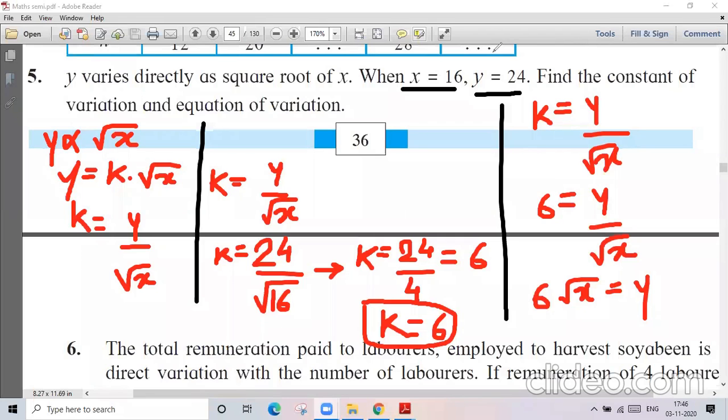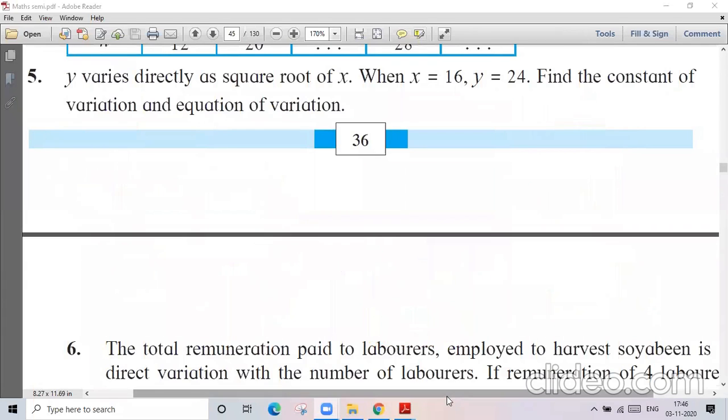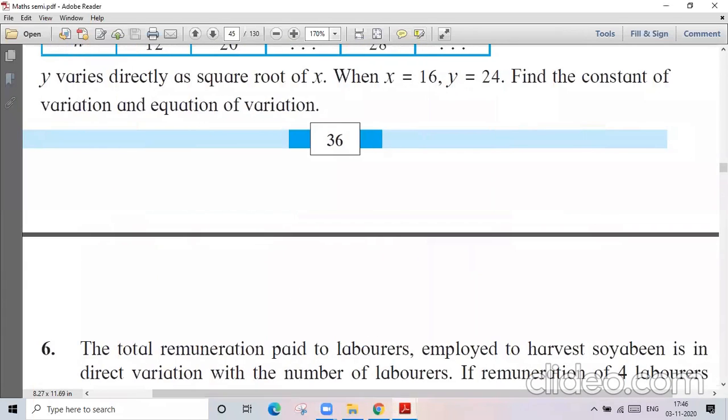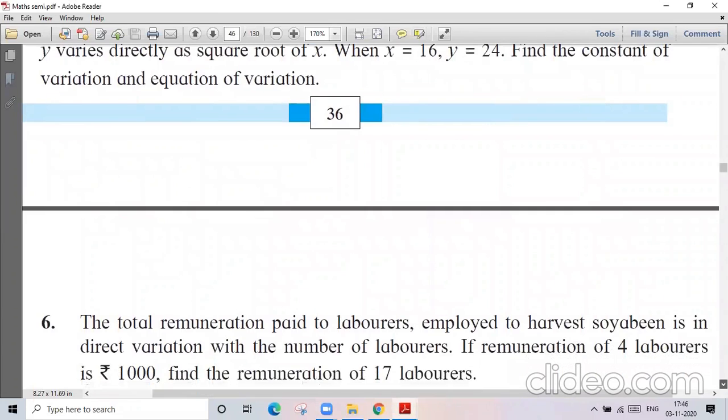Let's leave the last question. Question number 6 is what? Look, the total remuneration paid to laborers employed to harvest soybean is in direct variation with the number of laborers, right? So let's see here. Let x be the number of laborers, which is directly proportional to y, that is the remuneration paid, meaning the money they pay for the work.